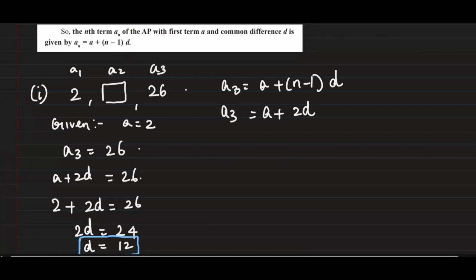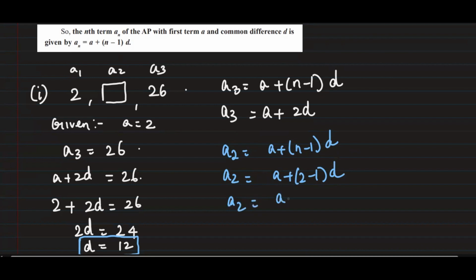Fine, clear now? Now what is A2? We'll have to find A2. So A2 is nothing but A plus (n minus 1) into D. Okay, A plus, here n is equal to 2, minus 1 into D. So A2 is equal to A plus 2 minus 1, which becomes 1, so A plus D. So A2 is equal to, A value is 2 and D value is 12. So the value of A2, the second term, is equal to 14.